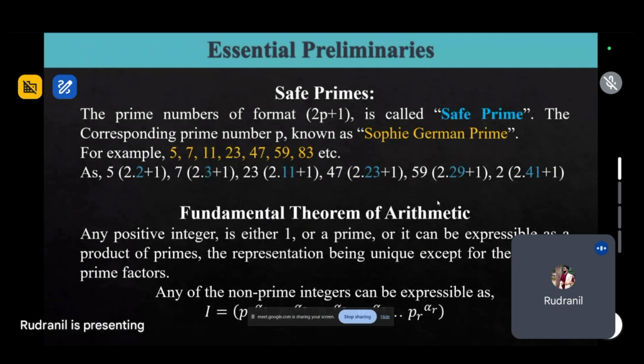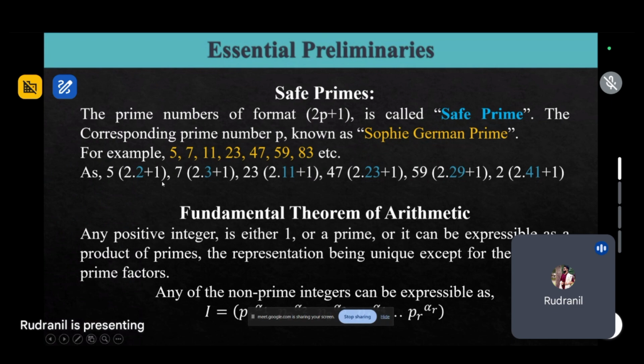Coming to the safe primes, it is the most important part because we have utilized such primes in the even and odd decomposition. The prime numbers of the format 2p plus 1 are called safe primes, whereas the corresponding prime p to 2p plus 1 is known as the Sophie Germain prime. For example, 5, 7, 11, 13, and so on, such as 2 times 2 plus 1, etc.